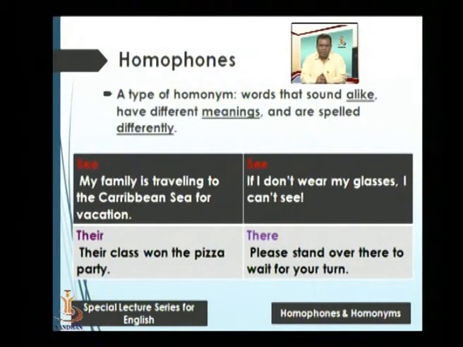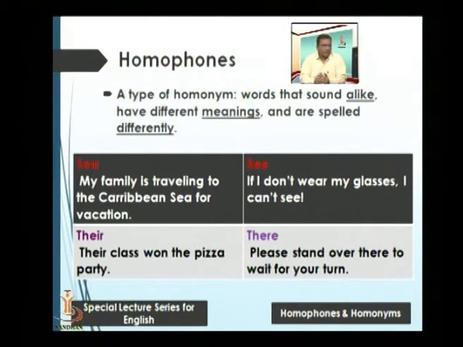Two words I am taking here. One is sea, S-E-A, and another is see, S-E-E. S-E-A is what we say Daryo in Gujarati, ocean. So in that context, this word sea is used. As you can see here, the spellings are different, the meanings are different, but the pronunciation is the same.